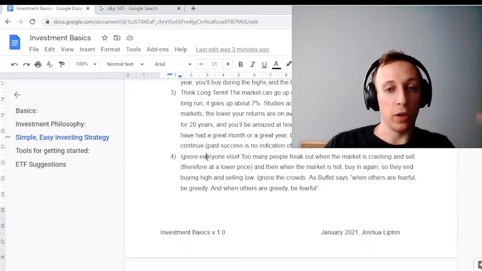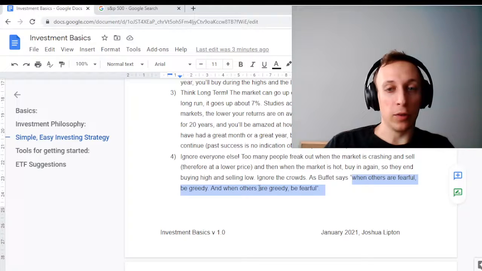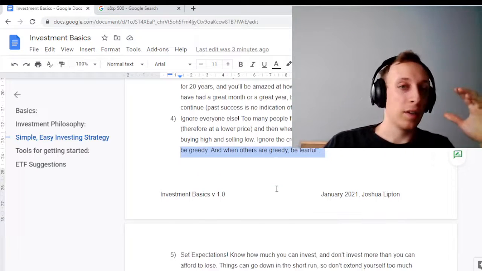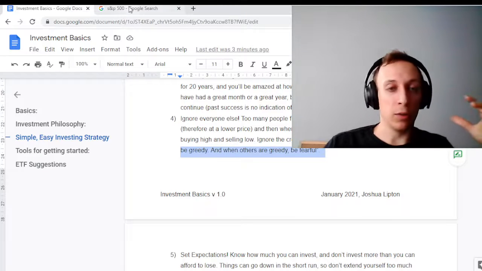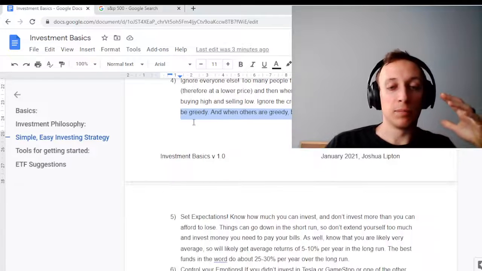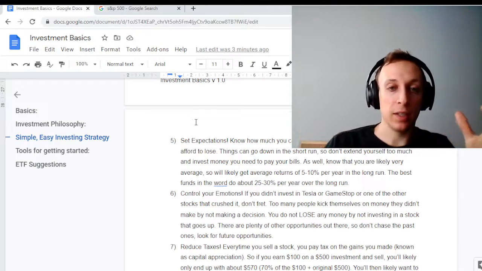And my last thing is ignore everyone else. Here it says, when others are fearful, be greedy. When others are greedy, be fearful. The market freaks out about little things all the time, and other people tell you tips and strategies. Try to just ignore all that, have a strategy in place, and stick to it.